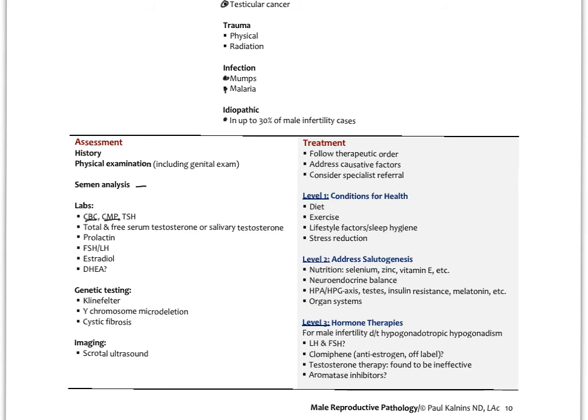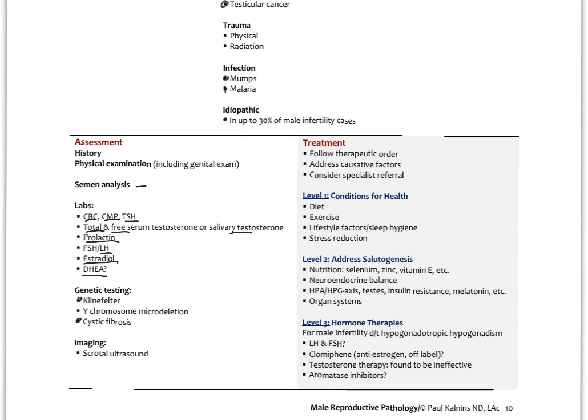Want to do a CBC, CMP, TSH to check for general metabolic function. Want to measure a total, and usually also eventually, if that's low, a free testosterone or a salivary testosterone. Importantly, you need to check prolactin to be sure elevated prolactin is not causing a suppression of gonadotropins. And then especially LH measurements could be helpful. Maybe estradiol if we suspect there's too much aromatization of the androgens. And then I put DHE as a question mark. That's typically not measured in the conventional workups for male infertility, but it could be an additional factor to look at. Genetic testing again for Klinefelter or other chromosomal problems, cystic fibrosis might all be important as well.